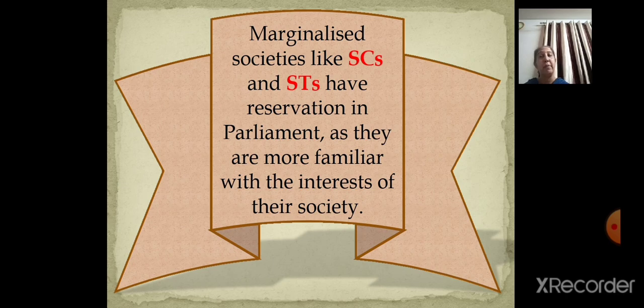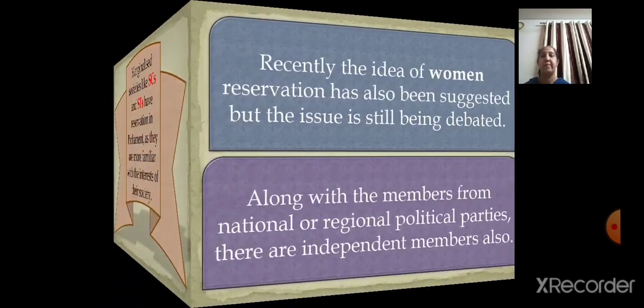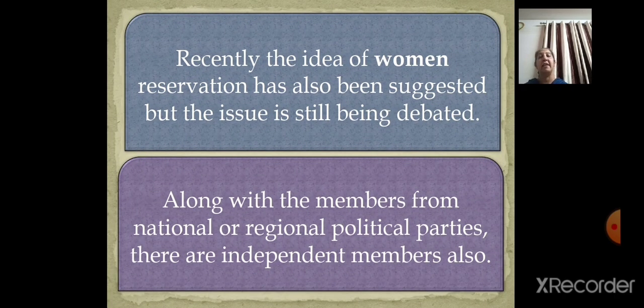So, the people belonging to that particular constituency will be able to tell very well about the problems faced by that particular community. That is the reason the reservations have been given for SCs and STs, and also the backward classes. Even recently, it has been suggested that there should be reservations of seats for women also. But still, that issue is still in debate. It is still going on. The debates are going on.